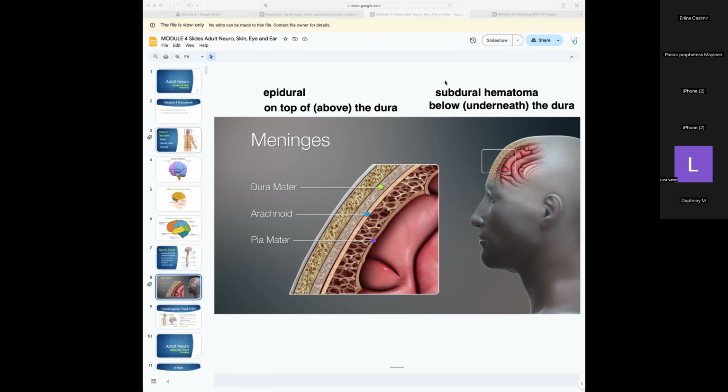Would a subarachnoid hematoma be underneath the green dot or underneath the blue dot? Underneath the blue. Very good. So subarachnoid hematoma would be underneath the arachnoid layer. Okay, very, very good. So dura mater, arachnoid, and pia mater. And the pia mater is in direct contact with the brain itself.